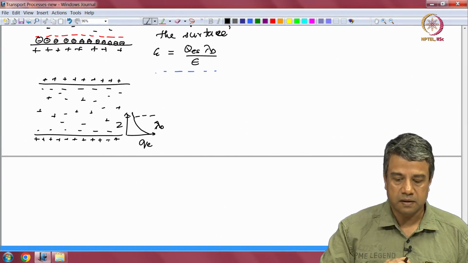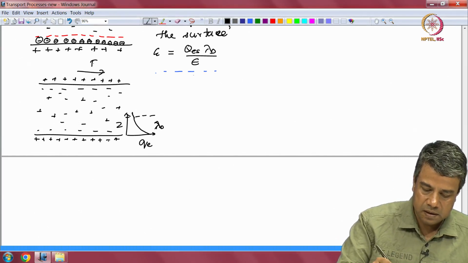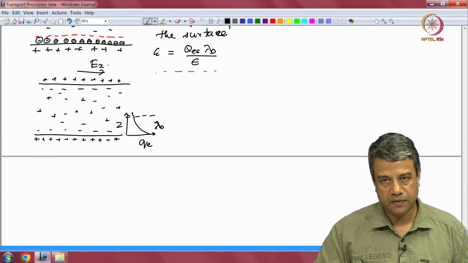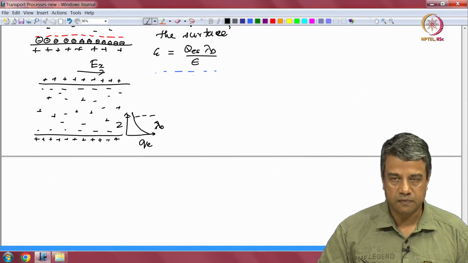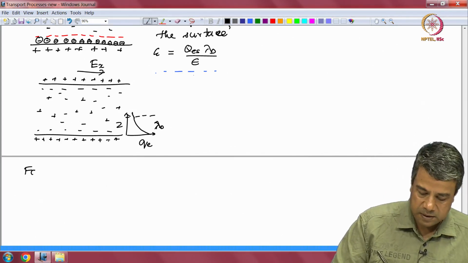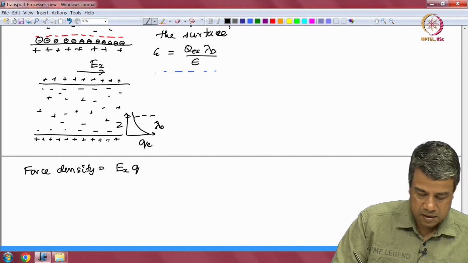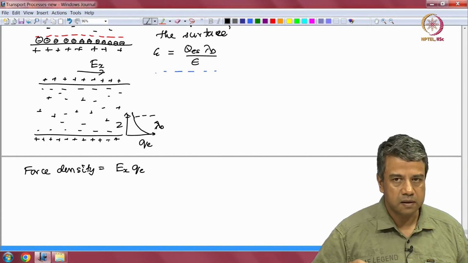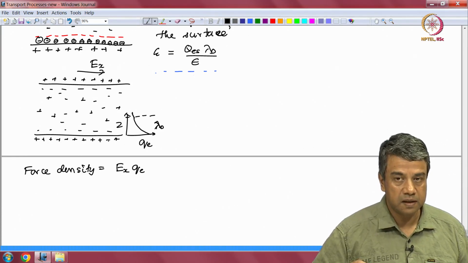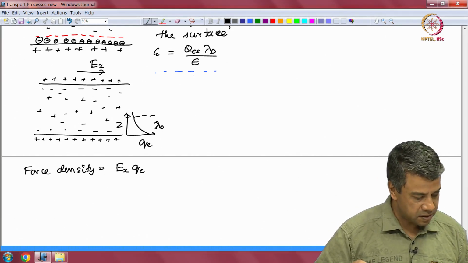What about electrokinetic flow? So, now what happens is that if I apply an electric field in the flow direction, there is a force density exerted on the fluid. The force density is equal to E x times the charge density Q e. Force is equal to the electrical field times the charge, therefore, force density is equal to the field times the charge density.